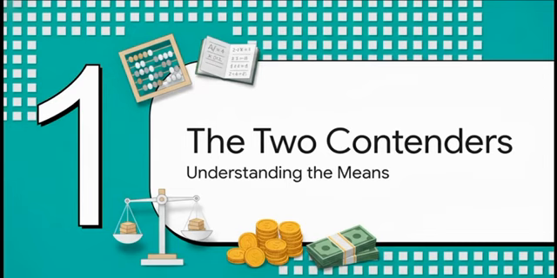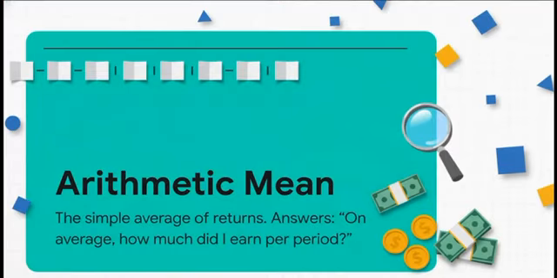Okay, let's kick things off with our first contender. This is the one we all learned way back in school. It's super straightforward, it's simple, and it has a very, very specific job in finance. This is the arithmetic mean. The key question the arithmetic mean answers is this: on average, how much did I earn per period?